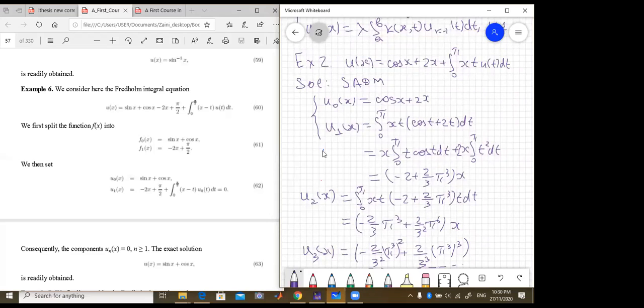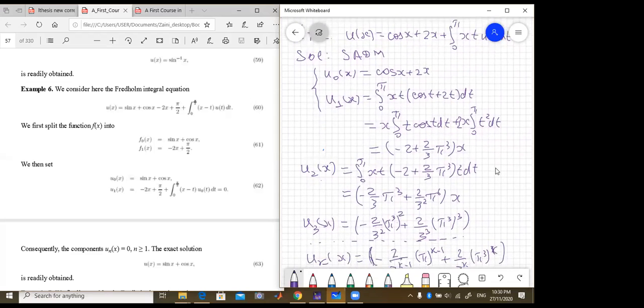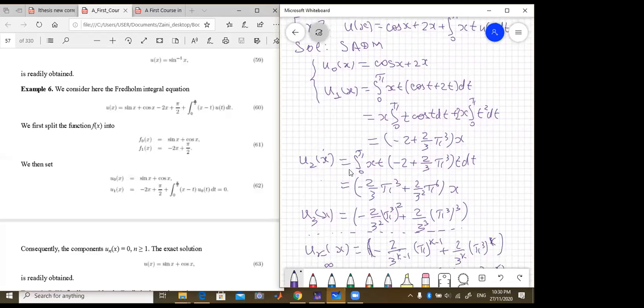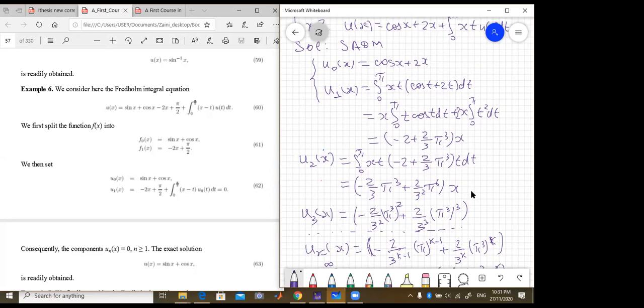So, in the standard ADM, here we can get the exact solution because you see cancellation of terms appearing every time. For U1, we have this. For U2, we have 2 over 3 pi cube, the new term. This new term will be cancelled by the next term. Yes, it's actually so clear, teacher.